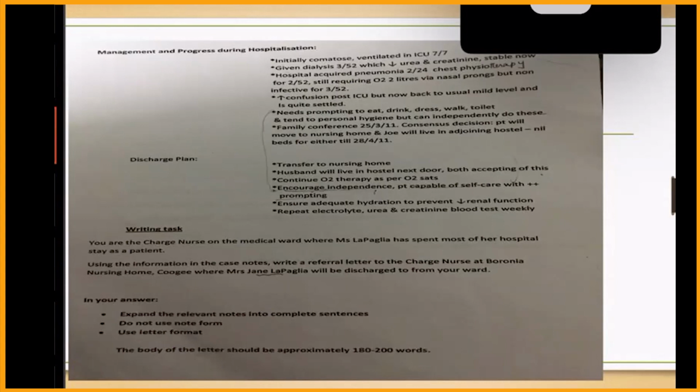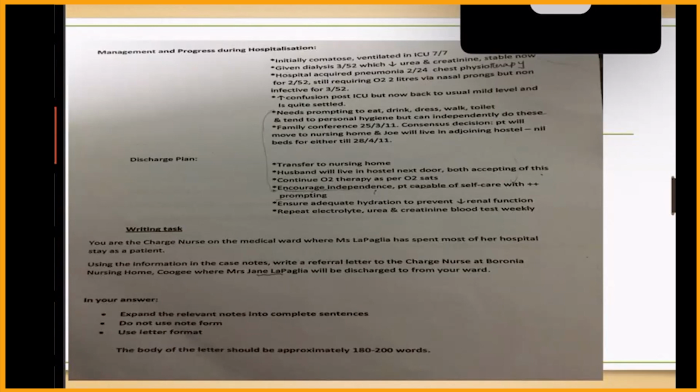You always have to bear in mind that you have to complete the word limits. So something that is not harmful, it's fine if you write it for the sake of completion of the word limit. Then he was given dialysis, also we should mention, which decreased the urea and creatinine. Then we also have to mention the hospital acquired pneumonia, which is very important, and he's been treated with chest physiotherapy twice a week.